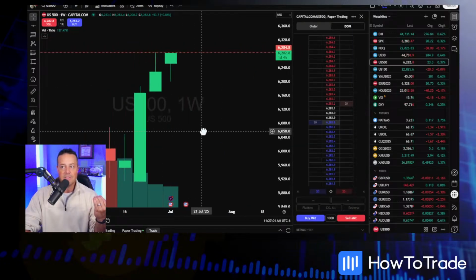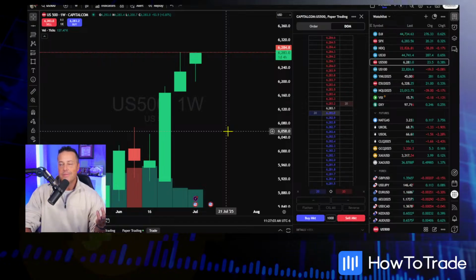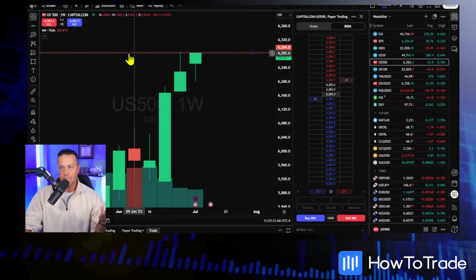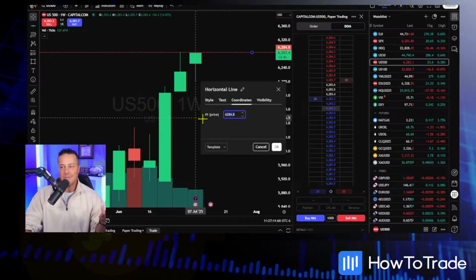Okay, so what's happening right now in the market? There's two things. Number one, we're rallying. US 500 is up about 0.38%. But we've got a key level. Key level right there is 6284.5. What happens?